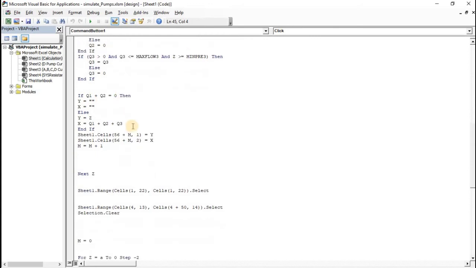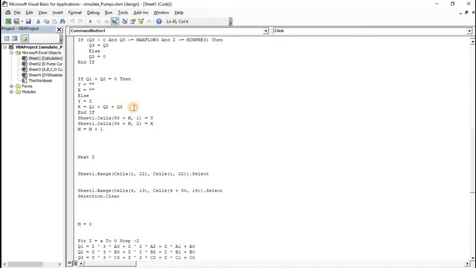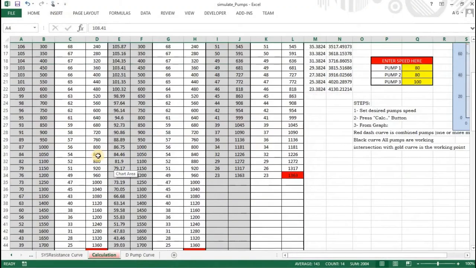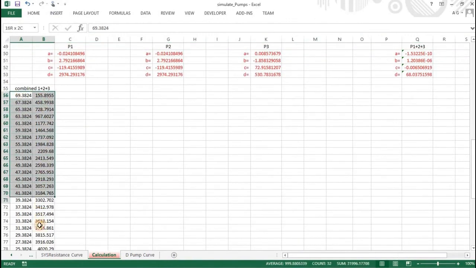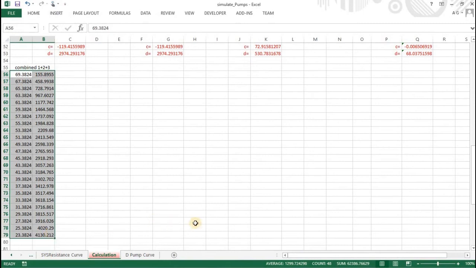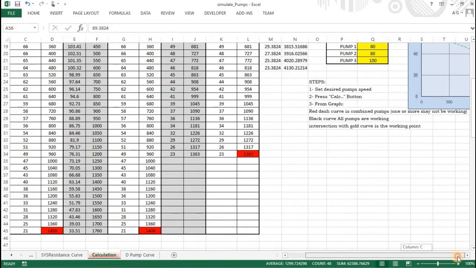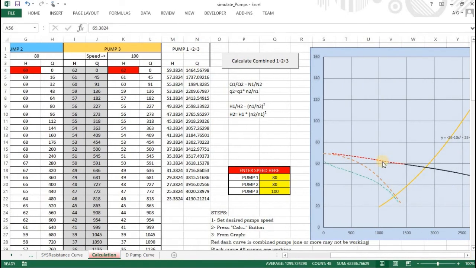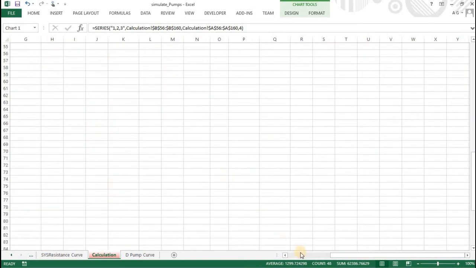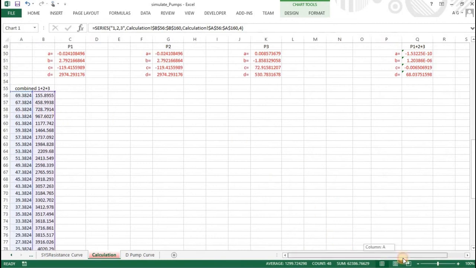Now, I take the Q1, Q2, Q3 as the maximum flow I can get from those pumps at that head. And then I write it down in the Excel sheet in those cells. So it will write it down here. Those are the combined pump flow rates and pressures. I use this to draw this curve. So if you look at this curve, I'm taking those data to draw this curve.